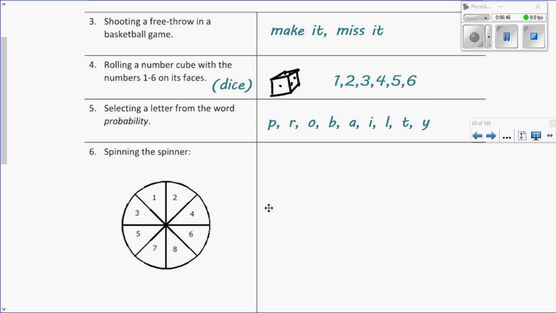Okay, try number 6 by yourself. What are the possible outcomes if you're to spin this spinner? What could it possibly land on? Okay, it's no trick question here. Sometimes some spinners do have trick questions. It's just all the numbers 1 through 8. 1, 2, 3, 4, 5, 6, 7, 8. It doesn't go around in order, but they are all still there, each one time.